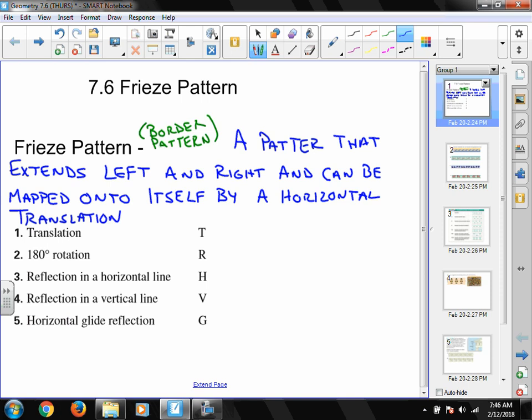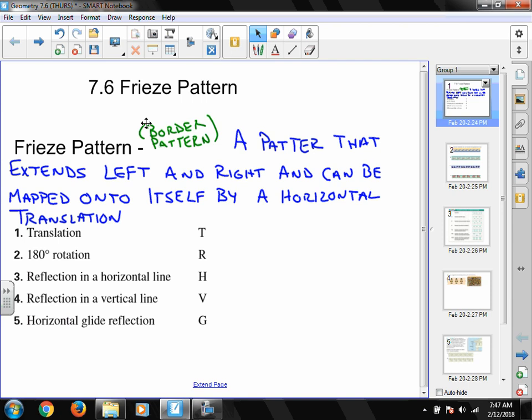So what we're doing is we're using the transformations that we've been talking about, and we're creating a pattern. The transformations that we are going to talk about are translations, 180-degree rotations, reflections in a horizontal line, reflection in a vertical line, and a horizontal glide reflection that we've talked about already. What your problems are going to ask you to do is label the freeze patterns.